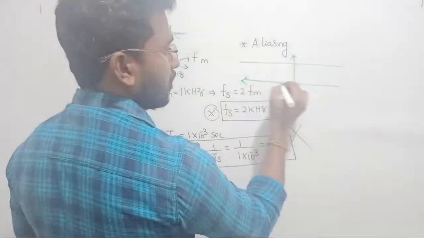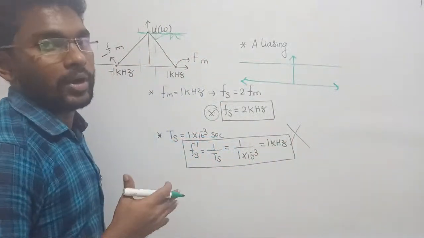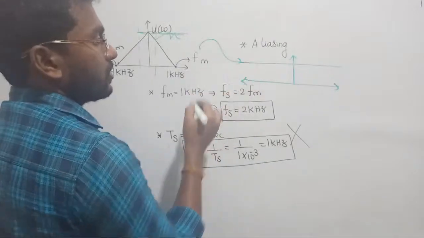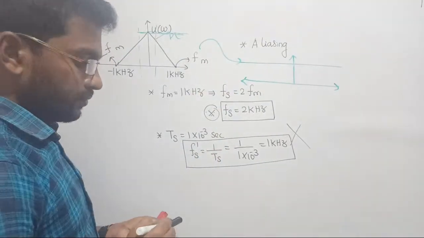So if aliasing has happened, it means you have not sampled the signal. It has been simply reflected here, that's all. Clear, right?